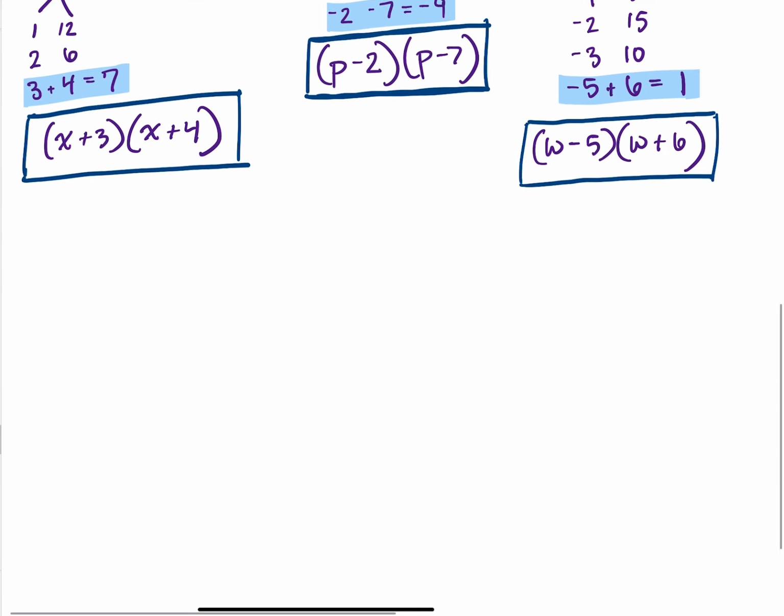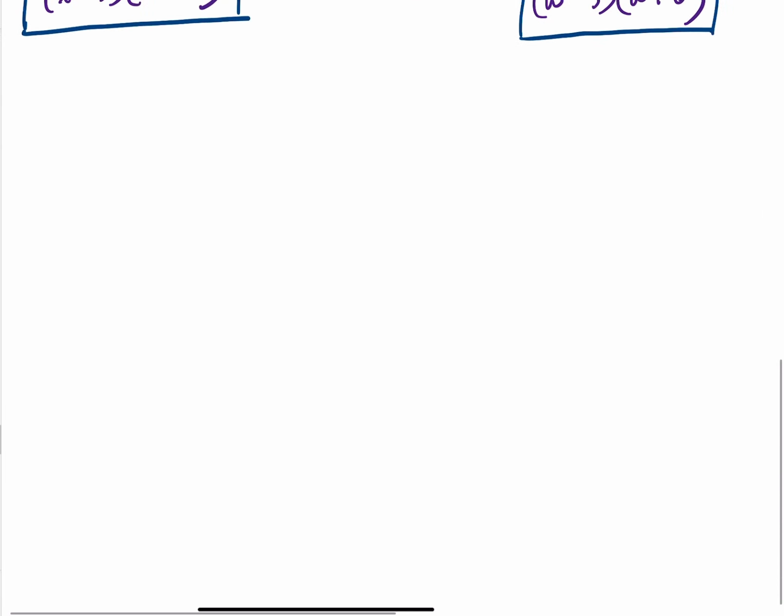All right, let's keep going. Part D. D is a squared minus 3a minus 54. So I'm looking for factors of negative 54 that add up to negative 3. So I got a negative result for the multiplication. So one should be positive, one should be negative. And when I add them, I want a negative number. So the larger number should be negative this time.